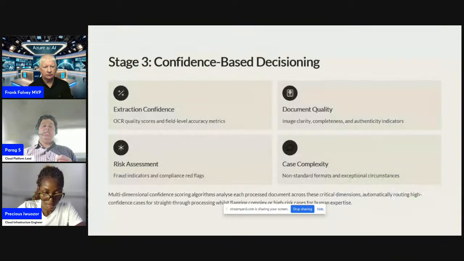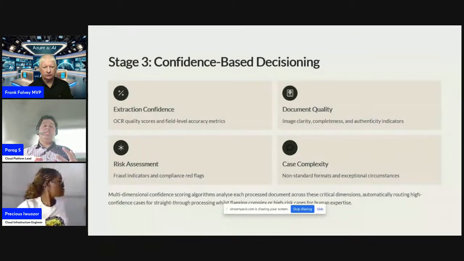The third stage is very much key: confidence-based decisioning. And as you know, AI is going to be a learning model. As and when you start using this model more and more, it's going to learn more, and the confidence score will be higher and higher for most documents.